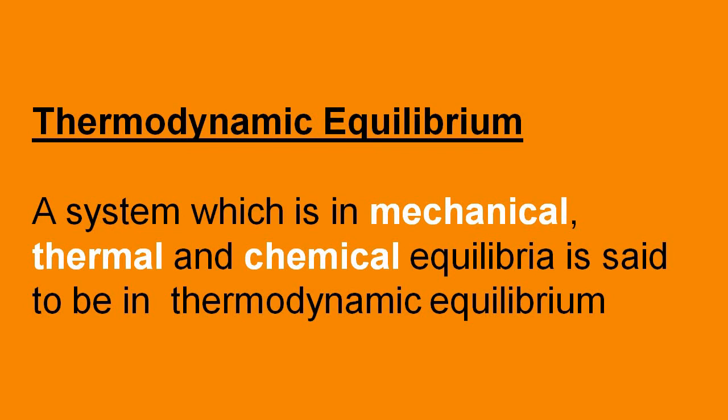That means if a system is in mechanical equilibrium, chemical equilibrium and thermal equilibrium, then that system will be in thermodynamic equilibrium. So, in order to satisfy the condition of thermodynamic equilibrium, a system should be in all these three equilibria conditions: mechanical, thermal and chemical. If any of these three, mechanical or thermal or chemical, is not satisfied, you can't say that your system is in thermodynamic equilibrium. And now we can define this mechanical, thermal and chemical one by one.